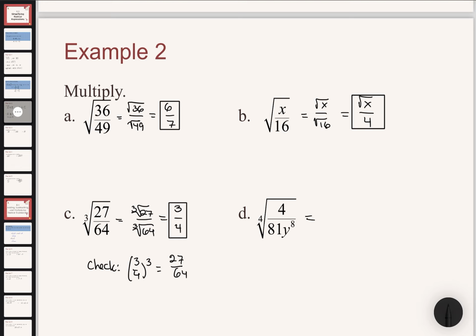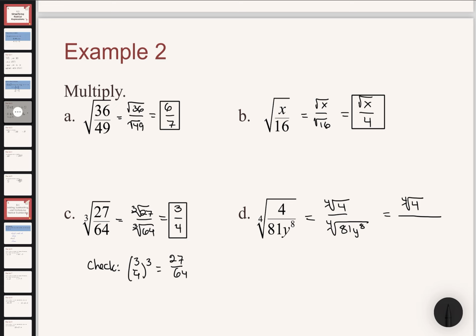All right, our last one over here, we're going to separate this into the 4th root of 4 over the 4th root of 81y to the 8th. Okay, this looks a little more complicated. Up top, is there any number when multiplied 4 times equals 4? Not really, no. And you could also use your factor method and split 4 into factors. Well, I would only get 2 and 2. I would need a number to show up 4 times to simplify. So up top, this is just going to be the 4th root of 4.